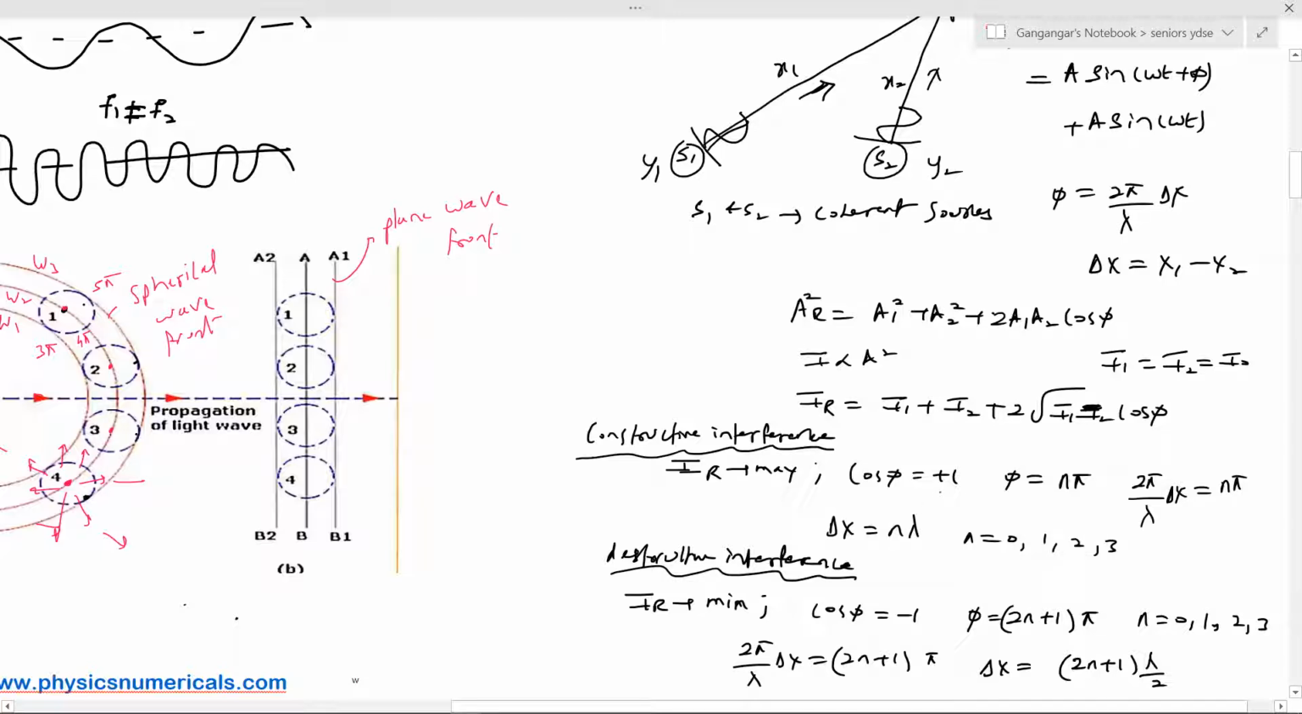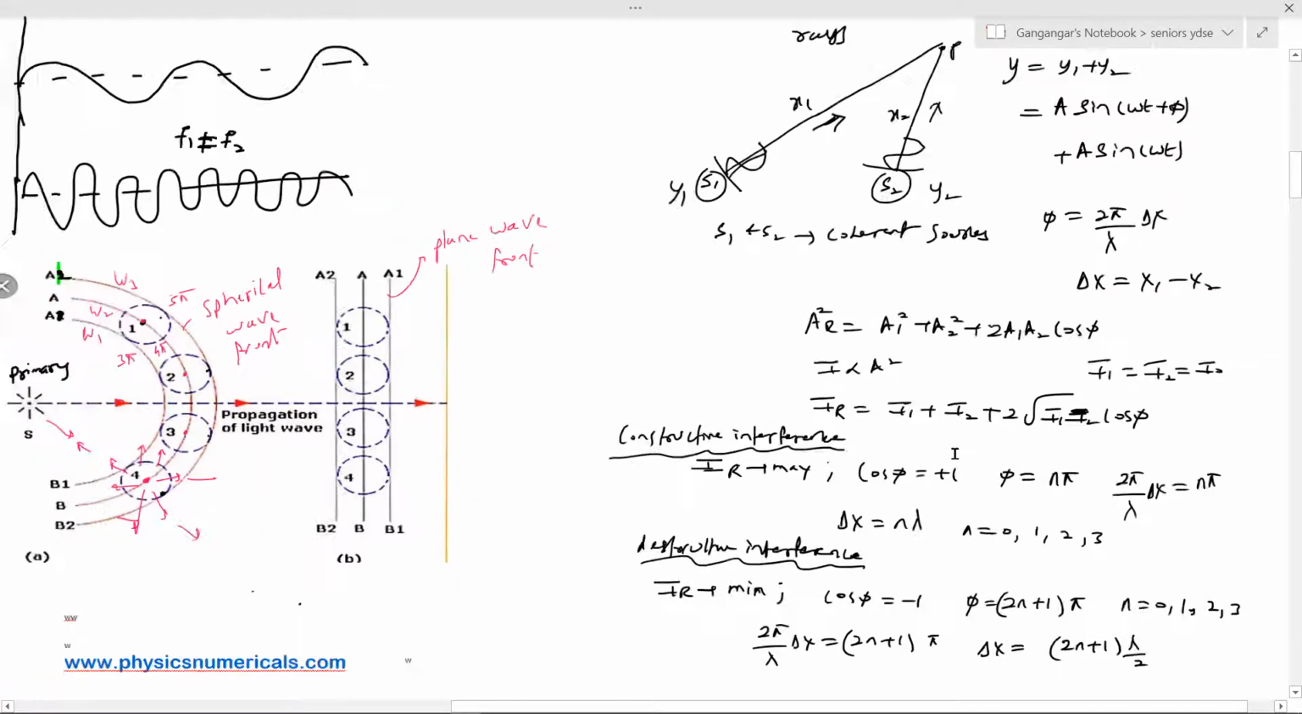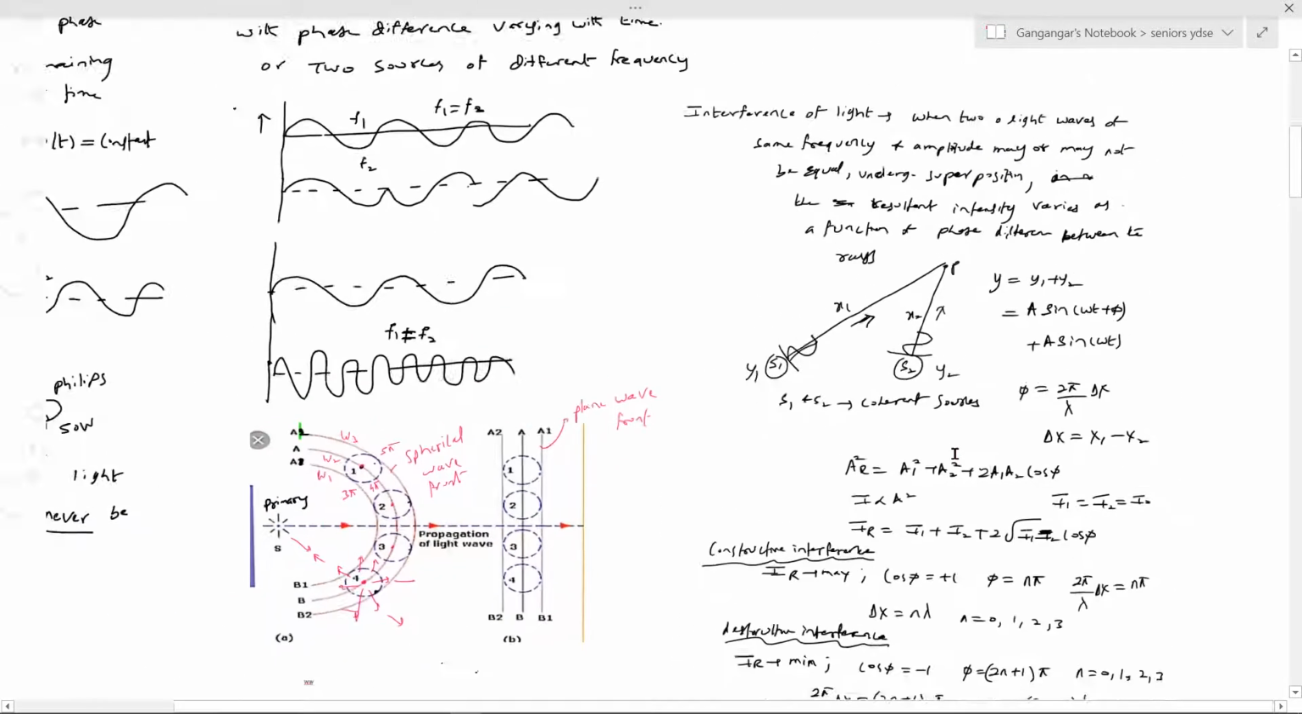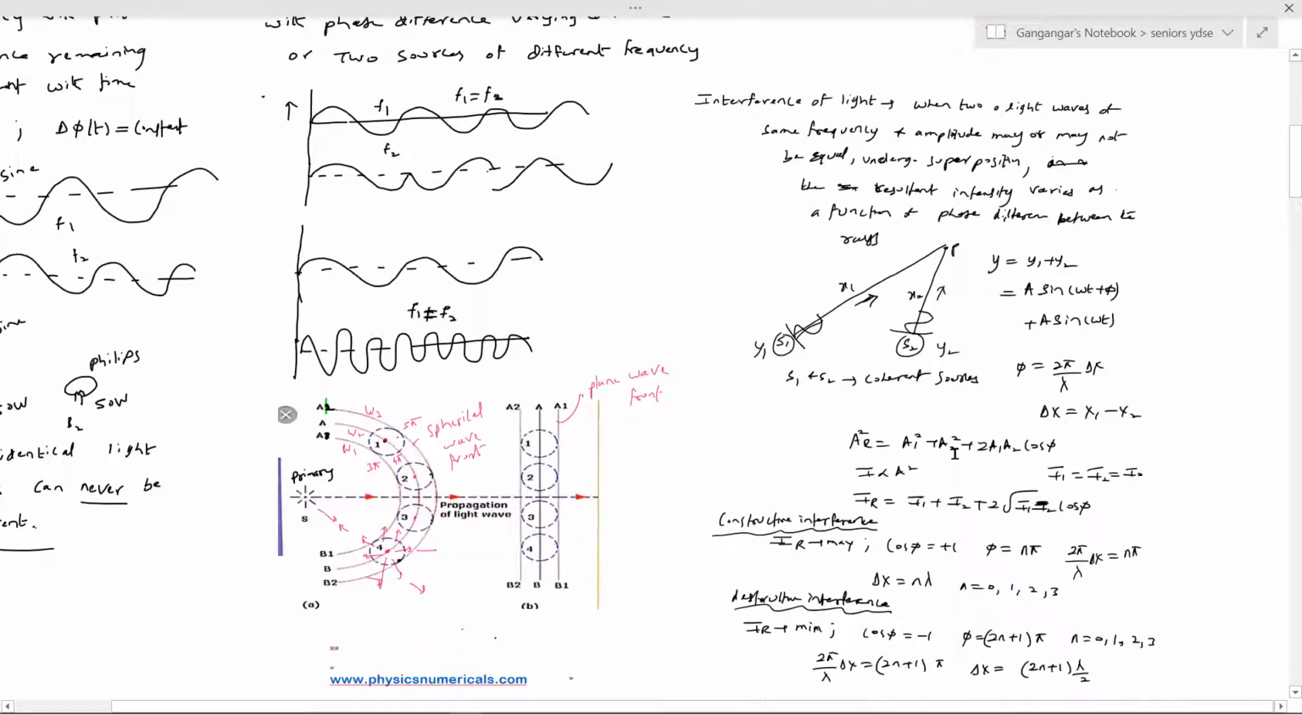This was the interference that you know from the waves and sound chapter, which I just made you recollect. Interference of light: when two light waves of the same frequency, whose amplitudes may or may not be equal, undergo superposition, the resultant intensity varies as a function of the phase difference between the rays. The phase difference depends upon the path. Like this, we can discuss the interference phenomena.